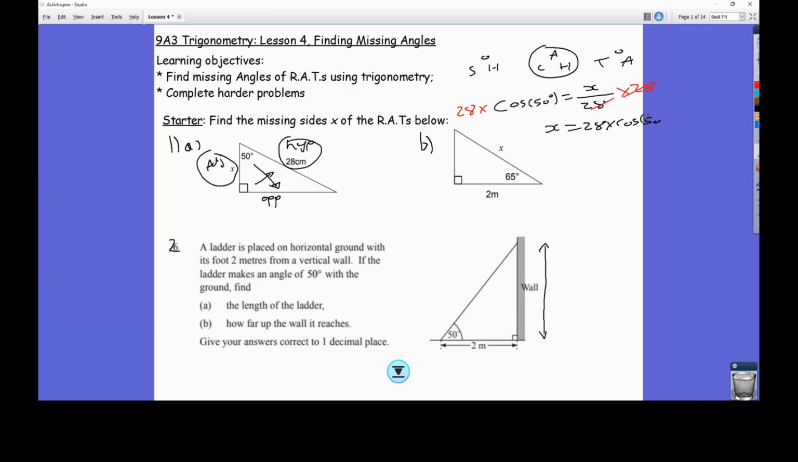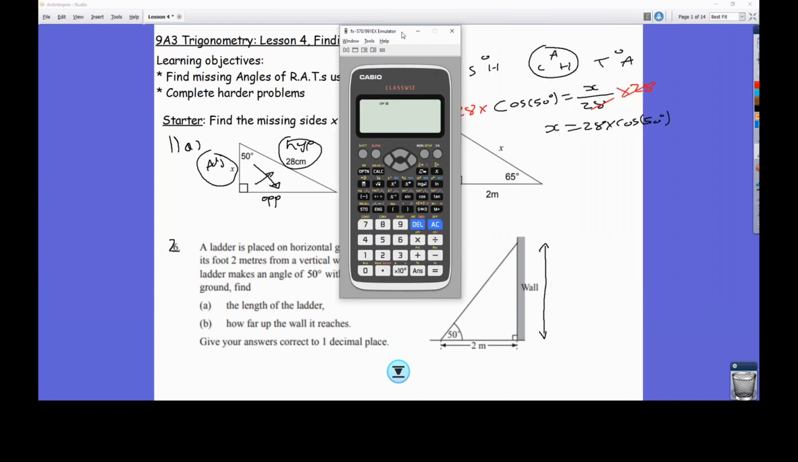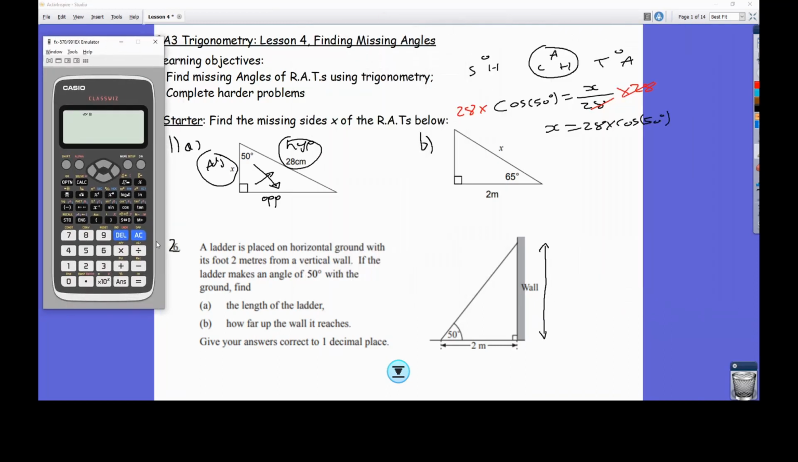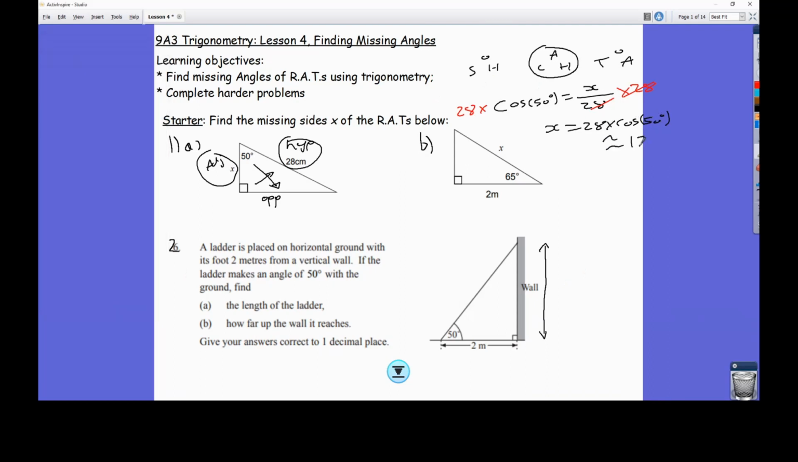My apologies. So on our calculators, we would do 28 multiplied by cos 50. Again, making sure we're in degrees, not radians, giving us 17.998. So we can say that's about 17.998 centimeters, which is about 18 centimeters.